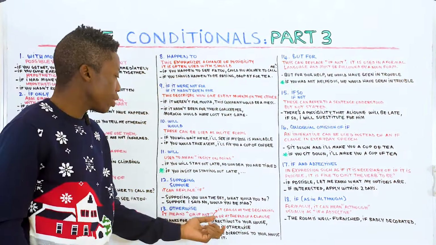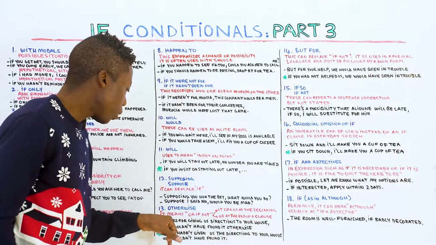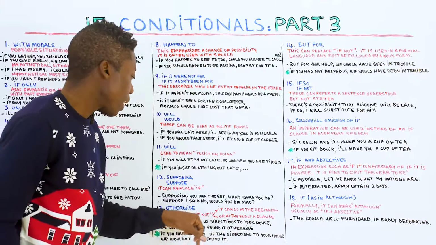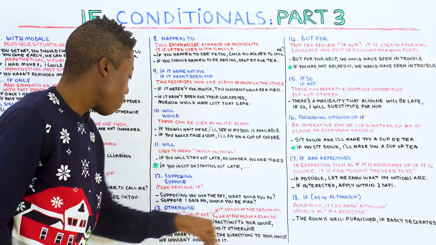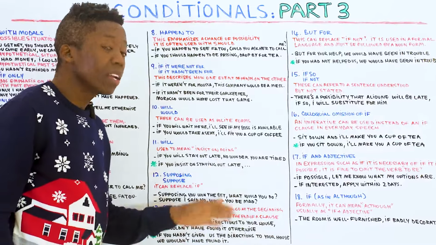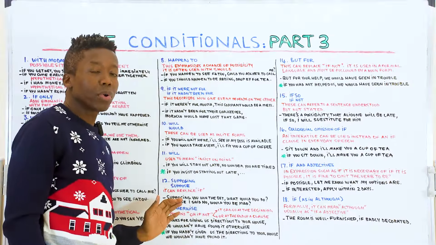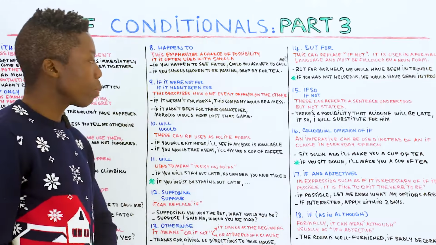Thanks for giving us directions to your house, comma, otherwise we would not have found it, or, comma, we would not have found it otherwise, at the beginning of the clause or at the end of the clause.